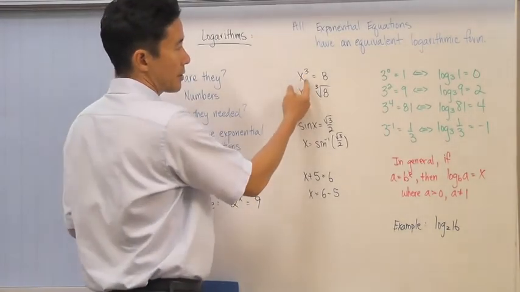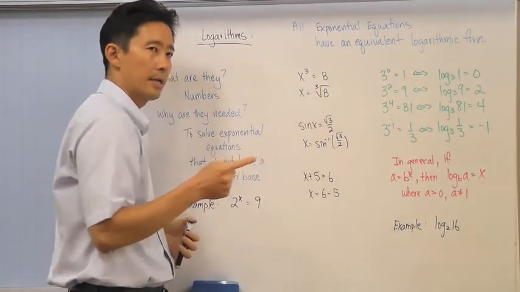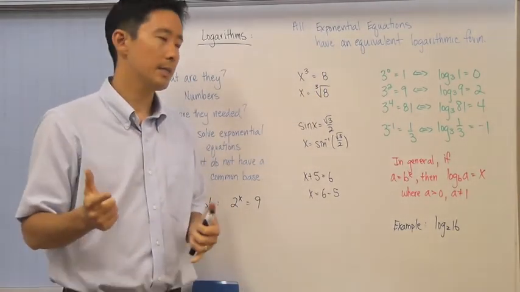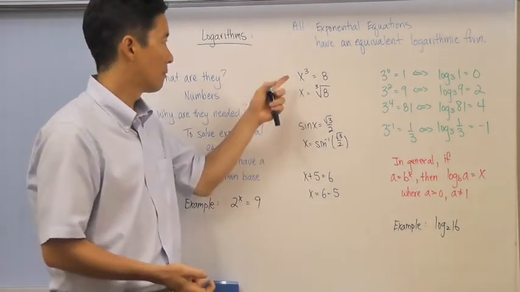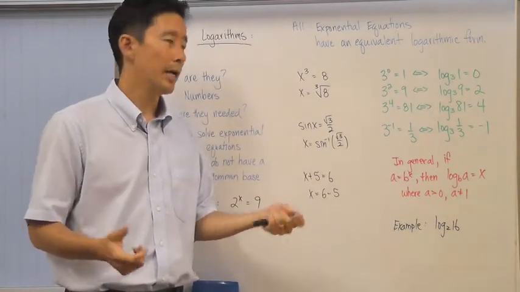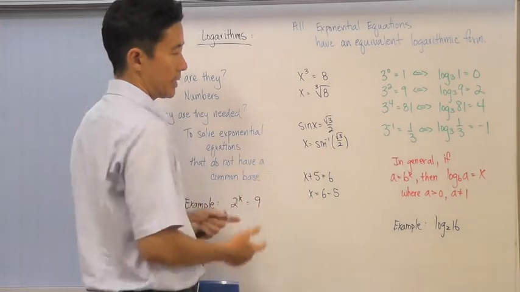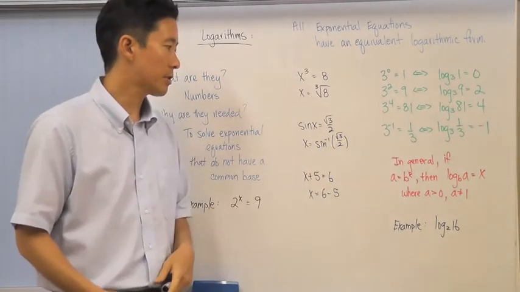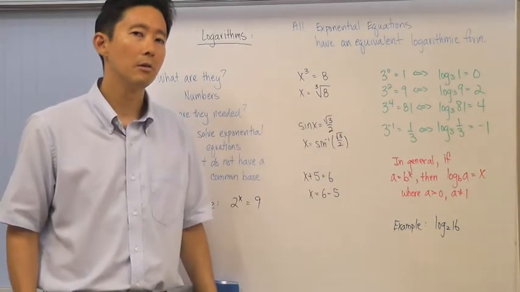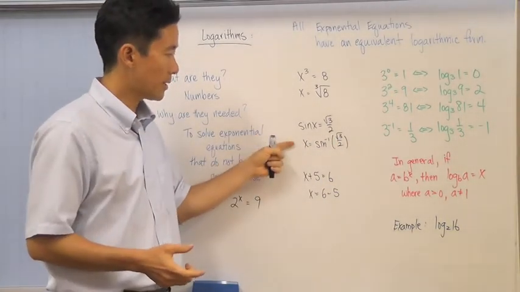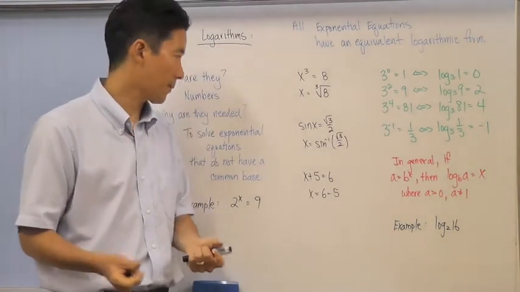Here you have x to the third is equal to 8, and you have x is equal to the cube root of 8. I'm hoping that everybody recognizes that these two are equivalent forms. One has the power, and the other has the root. Let's take a look at this. It says sine x is equal to the square root of 3 over 2. This one says x is equal to the inverse sine of the square root of 3 over 2. Those two statements are equivalent statements. They mean exactly the same thing.